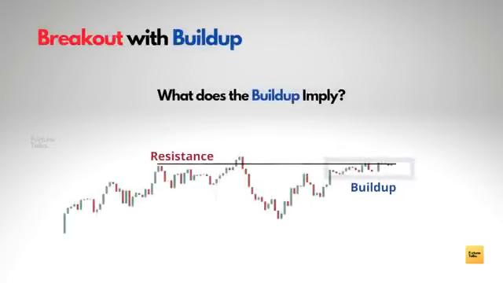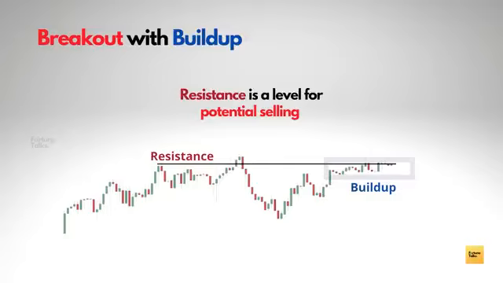But think about this a little deeper. If the price is consolidating at the resistance, what does it really tell you? You know that resistance is an area where there are potential sellers who will come in and push the prices lower. But in this example, the price is consolidating at the area of resistance. So where are the sellers? Why aren't they pushing the prices lower?